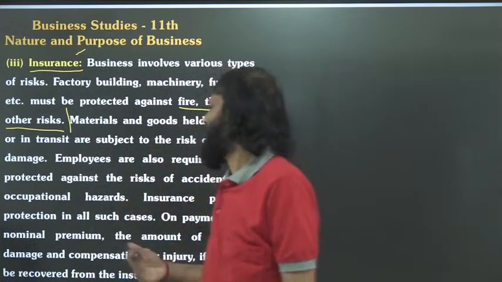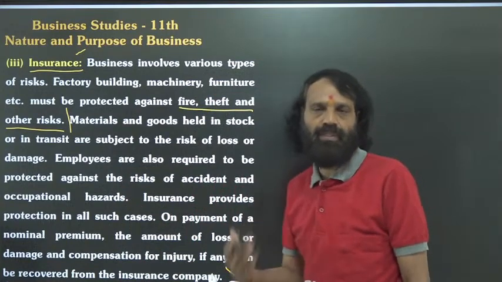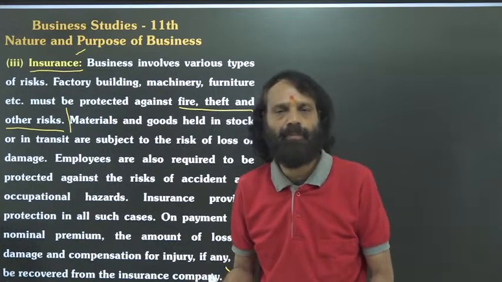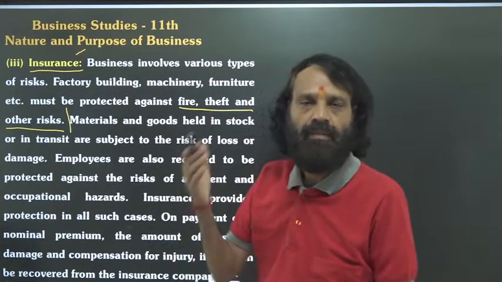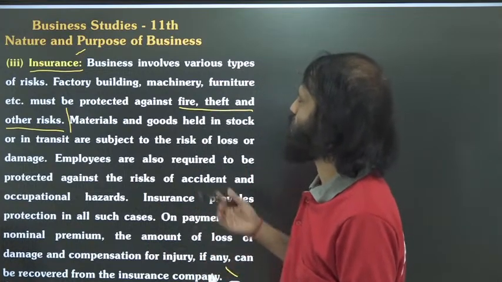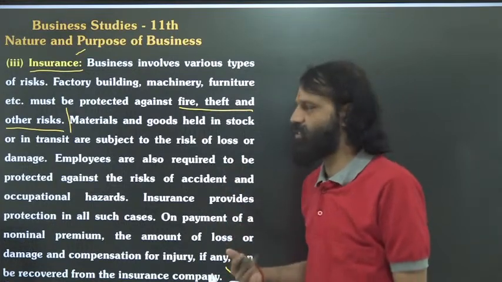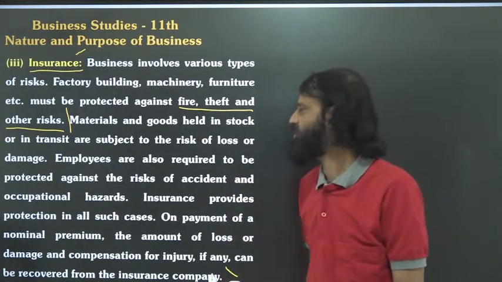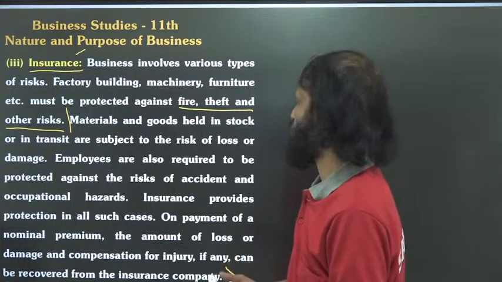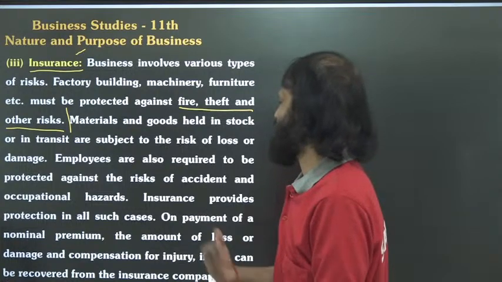Loss or damage should not take place, but the producer or the company owner cannot bear all those losses. So they want to get support from the government. That is why the government is offering insurance facilities. All those must be utilized properly, so that we can reduce the risk.